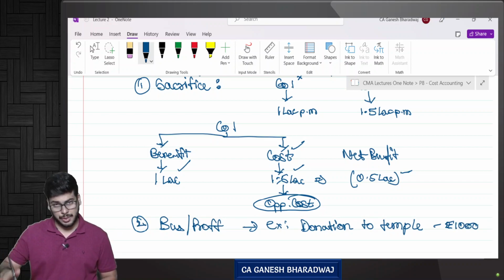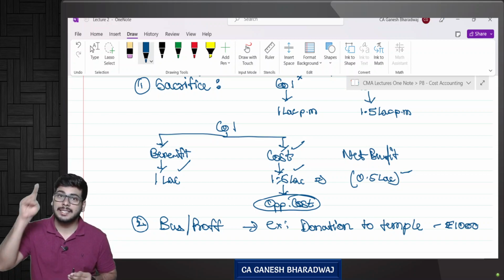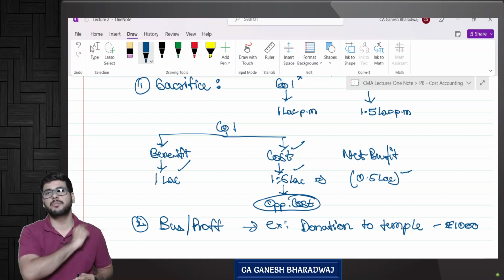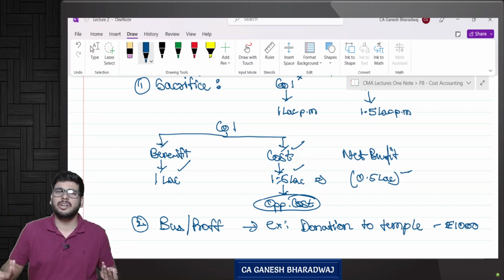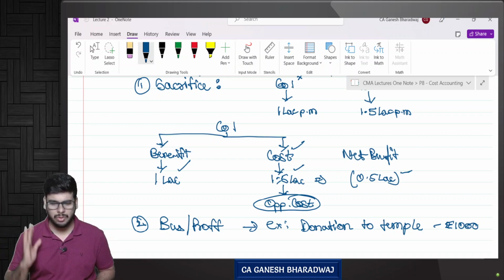Yes. But just because it is a sacrifice, will I call it a cost? No. The reason is that the sacrifice should be relating to your business. Are you clear with this? Any donations made, you cannot treat that as your cost. Donation is donation. That's all. It is not a cost. Are you clear with this?